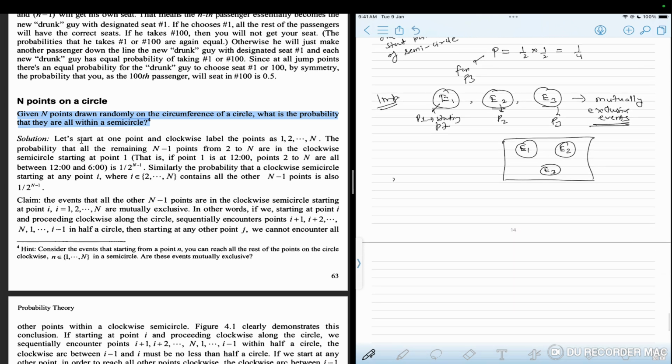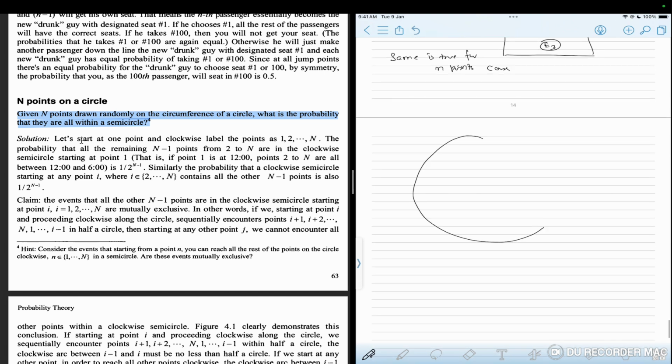The same is true for the n points case. How is that? Let me draw a picture again. Here, let's say this is my ith point, and somewhere here there is the first point, somewhere here there is the nth point, and this is the (i-1)th point, and this is in the semicircle direction. We see that all the points lie on a semicircle.